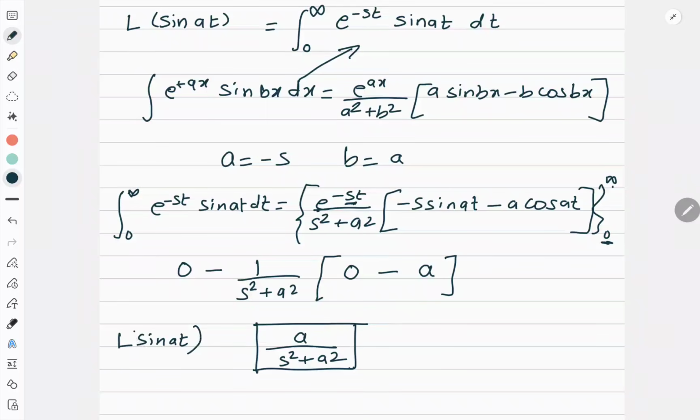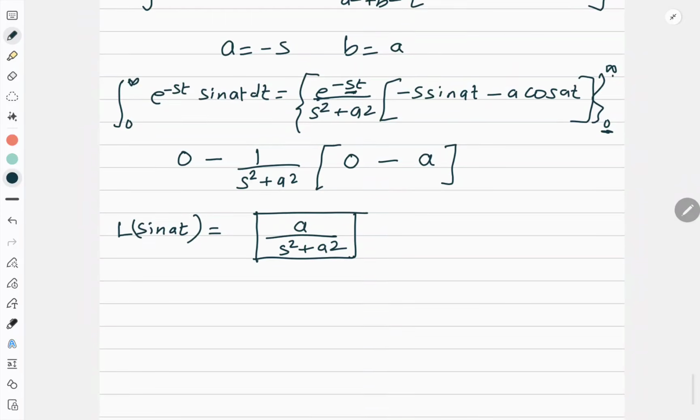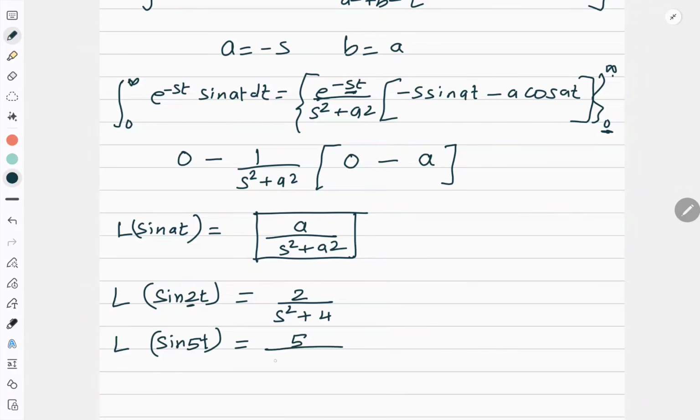This you have to learn by heart. We will be using it directly in the questions. Now suppose you have the Laplace transform of sin 2t. So what will be the answer? See, this is a, so the answer will be 2 upon s square plus 4. Okay. Now if I have Laplace of sin 5t, then what will be the answer? The answer will be 5 upon s square plus 25.